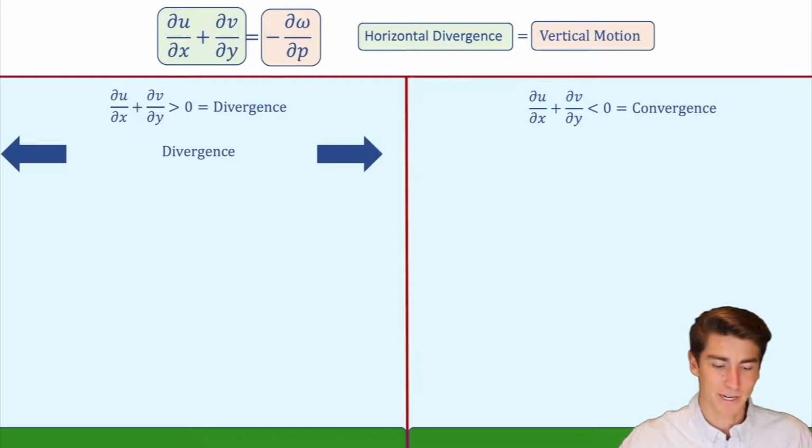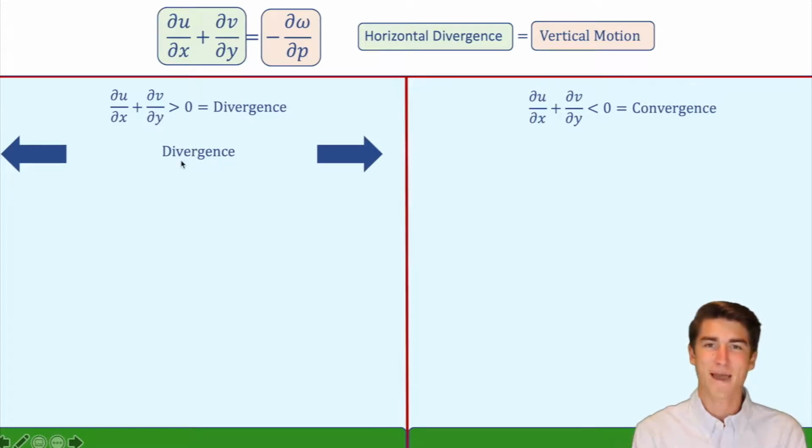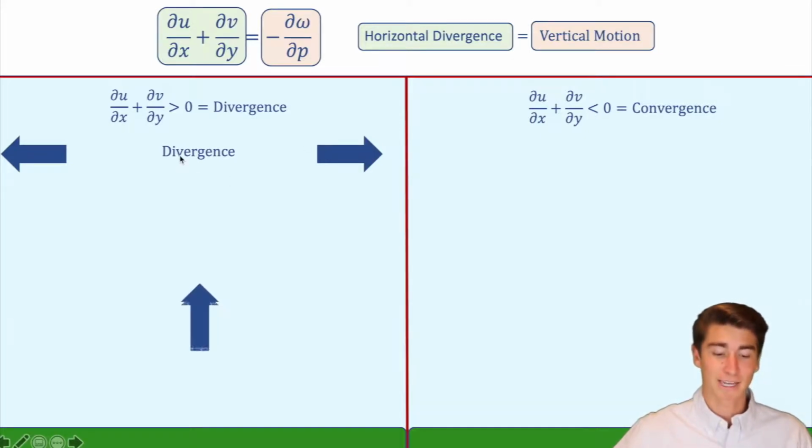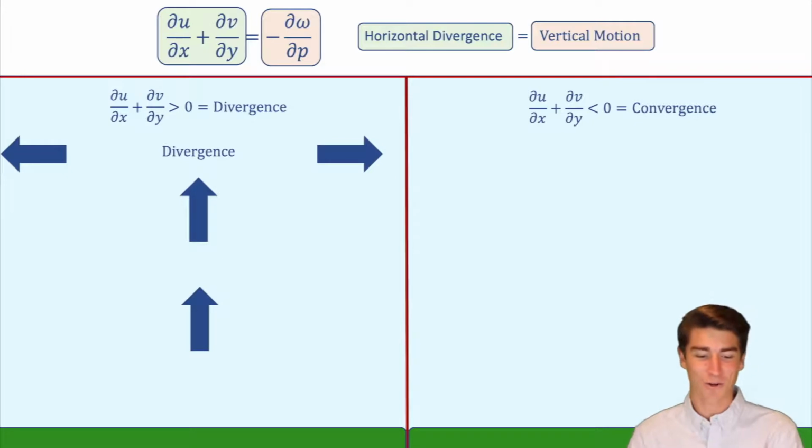But something happens here. If the wind separates, we can't just have a vacuum. The mass completely left the area, and there's an important equation of physics, conservation of mass. So if mass leaves an area, then something's got to replace it, because there can't just be a vacuum. So once that divergence happens, it's going to lead to vertical motion. Hence our equation, horizontal divergence equals vertical motion.